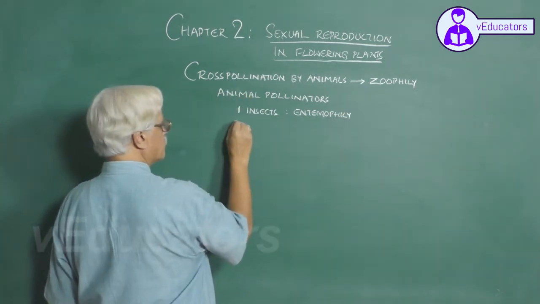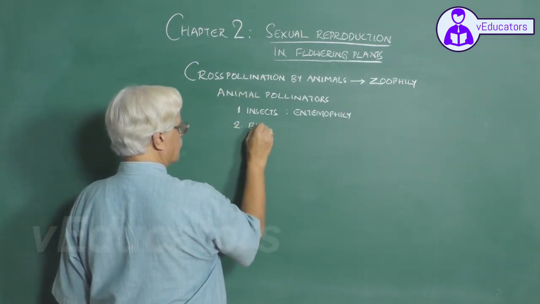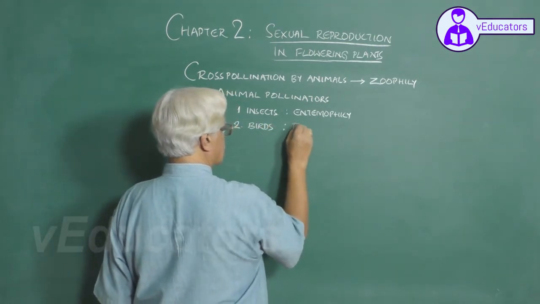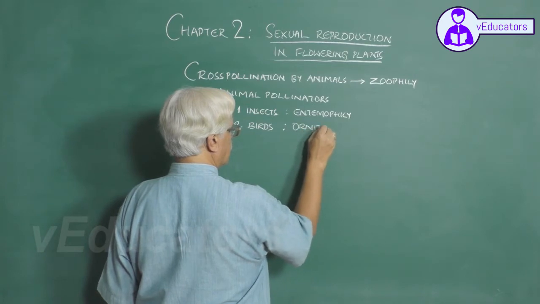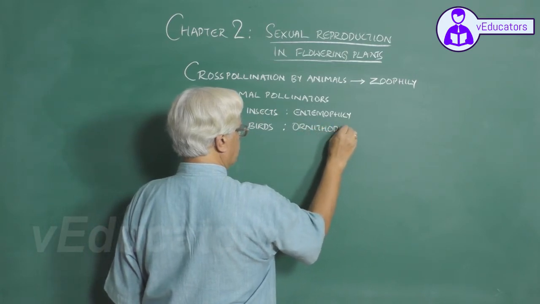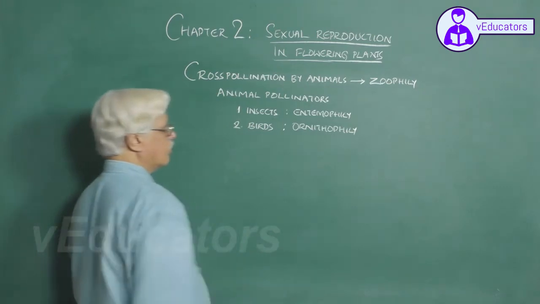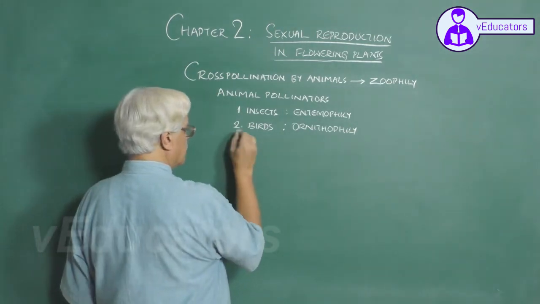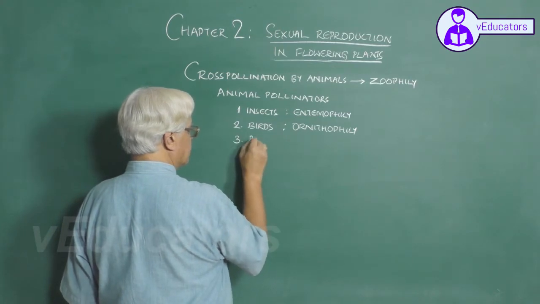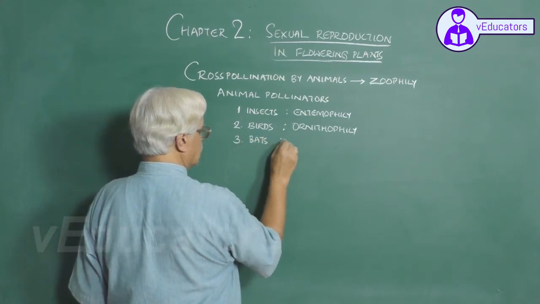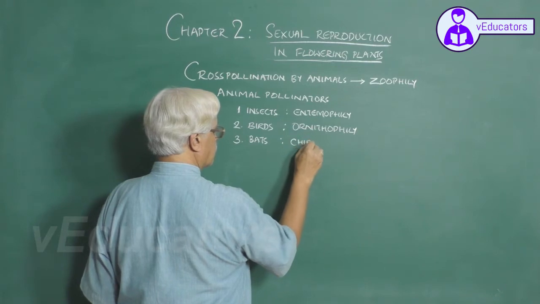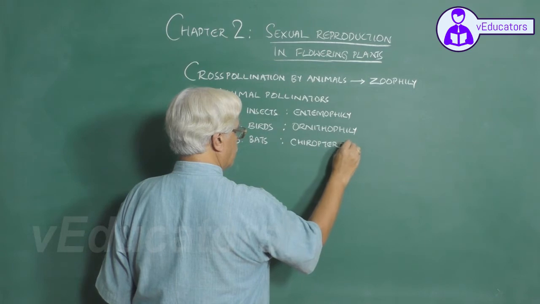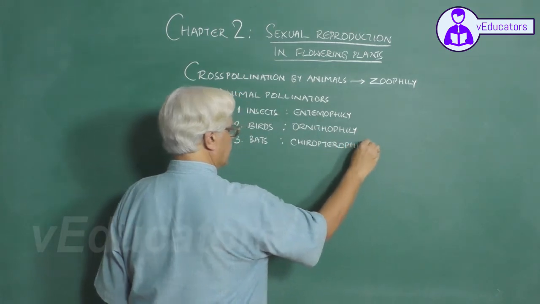Then come birds. Cross pollination by birds is called ornithophily. Cross pollination by bats is called chiropterophily.